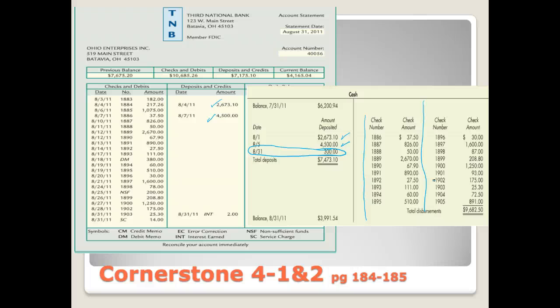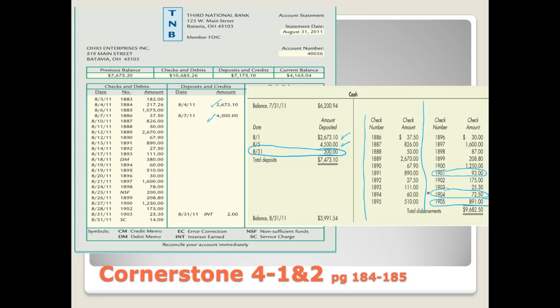Pause the video and take yourself through the bank statement and the company records for all of the checks to see if there were any outstanding checks or any check errors during the month of August. If you looked through that very carefully, you would have discovered that there were 3 outstanding checks: 1901 for $93, 1904 for $72.50, and 1905 for $891.